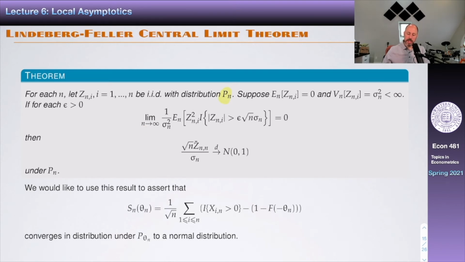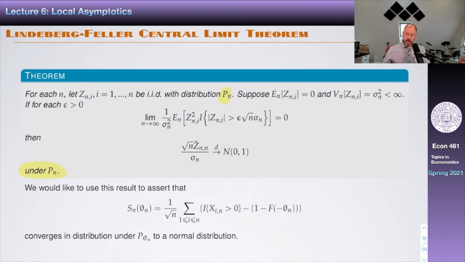And then we have the Lindbergh-Feller condition, which in this case can be written as the limit as n goes to infinity of 1 over sigma squared n of the expectation according to Pn of Zn squared times the indicator that the absolute value of Zn exceeds epsilon square root n times sigma n is 0 for any epsilon that we plug in here. And then if we have this, this, and this, we have a result that says square root n, the average, divided by this square root of the variance, converges in distribution to a normal under this sequence of distributions Pn.